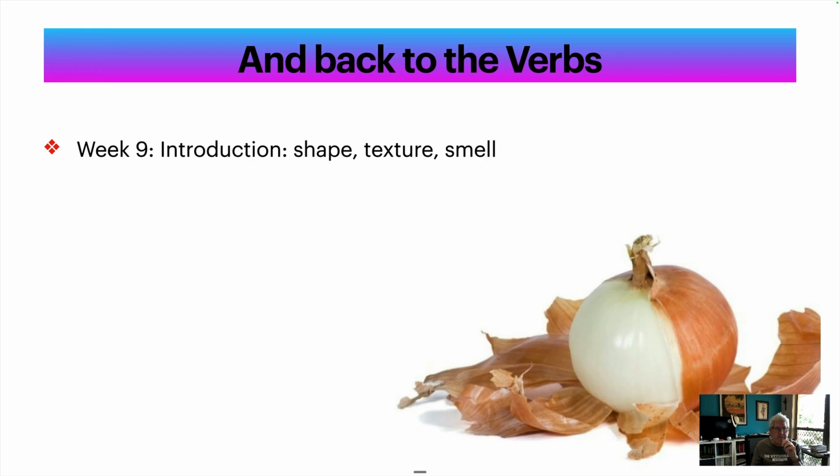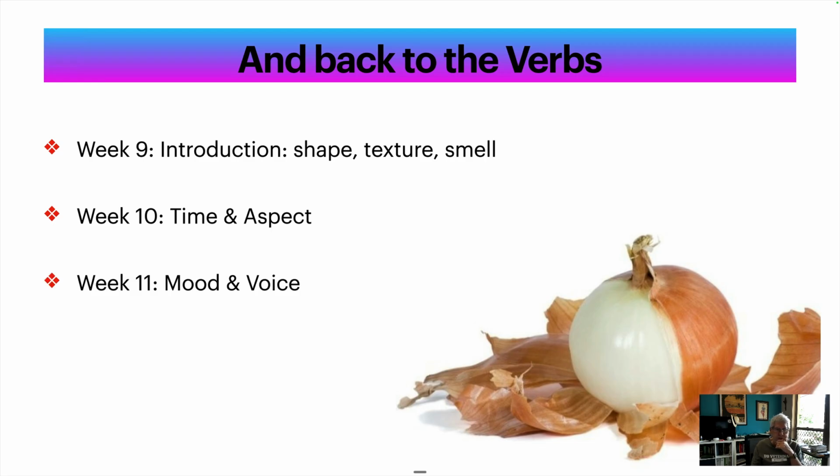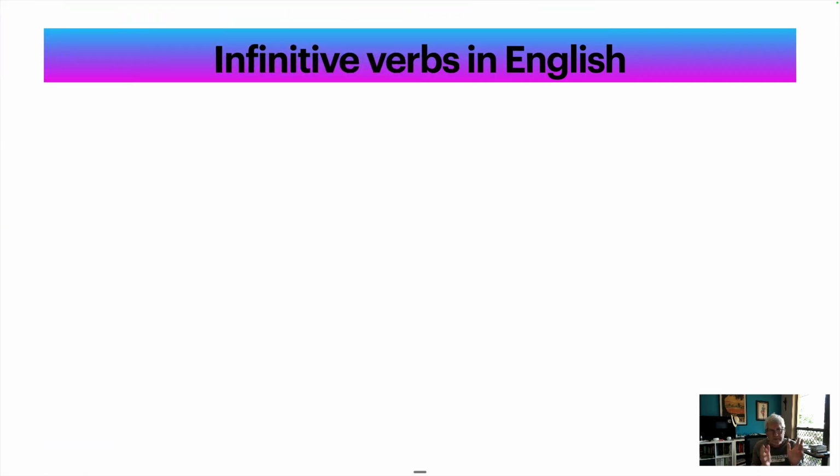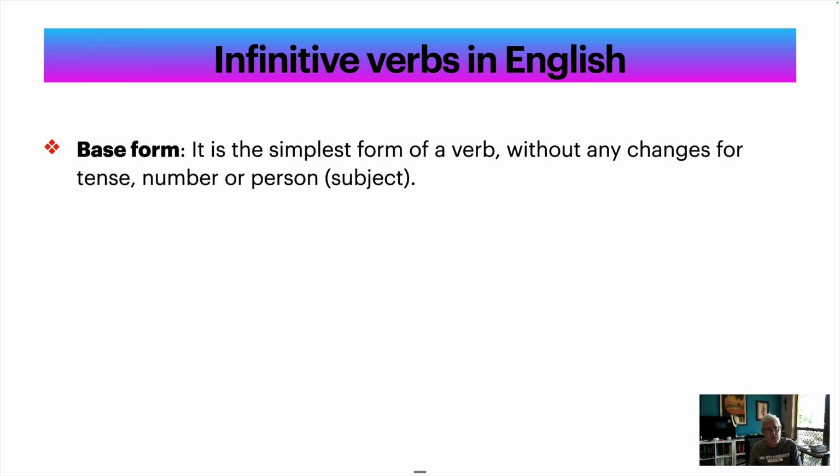So we had an introduction to the verbs a couple of weeks ago now. Then we looked at time and aspect and how that's expressed through the different tenses. Last week we introduced the idea of the various moods: the indicative, the imperative, the subjunctive, as well as the infinitive and the participle, and of course voice, active, middle and passive. And this week we're going to be looking at infinitives and participles and kind of round out that top level survey that we have been doing.